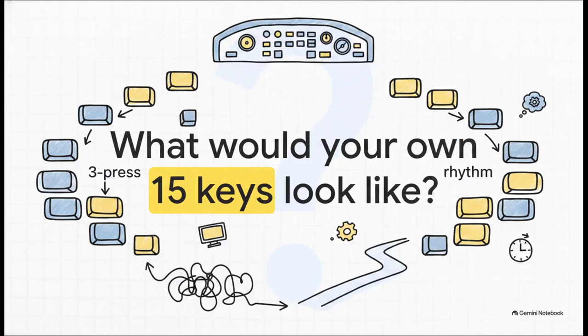So we've covered a lot today. We've seen how the browser cockpit completely destroys navigation friction, prompting fatigue and those nasty focus blocks by turning chaotic tasks into a smooth 3-press rhythm. But I want to leave you with this final thought. If you were going to build your own cockpit right now to kill the friction in your workday, what would your 15 keys look like?